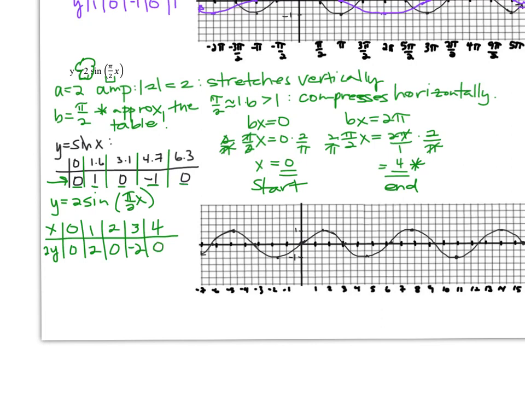Watch this set of values. 0, 0, and then at 1 up to 2, back to 0. At 3, we're down to negative 2, and at 4, back to 0. That's definitely compressed from the parent function. So it compresses horizontally, but it's also stretched vertically from the parent function. So it's doing all the things we said it was going to do. To continue the pattern, at 5, I'm just going to go back up to 2, 6 down to 0, 7 to negative 2, and so on.